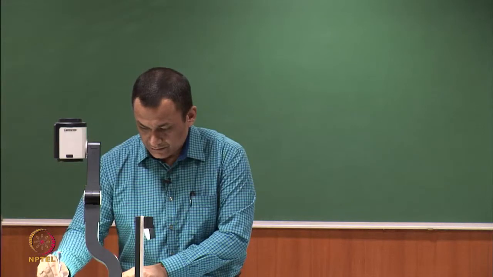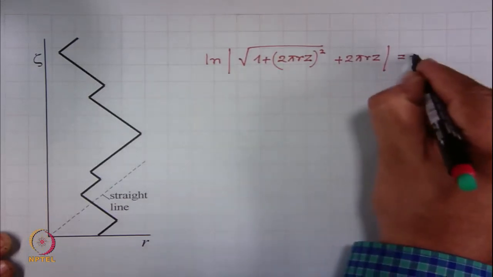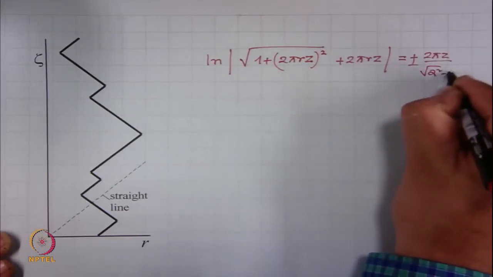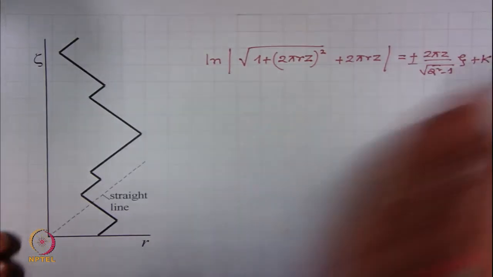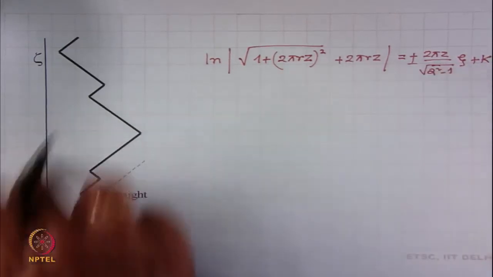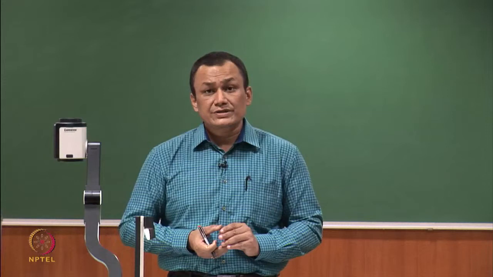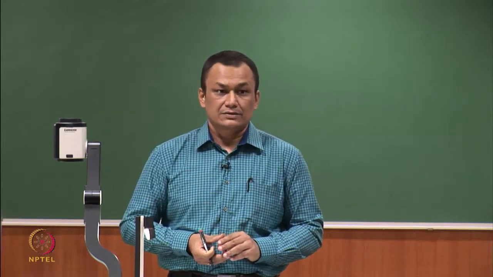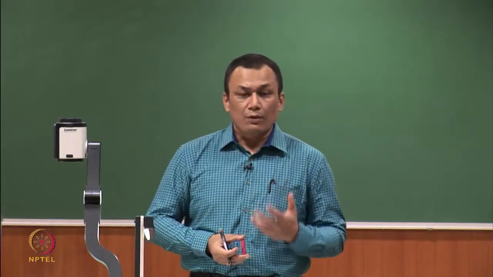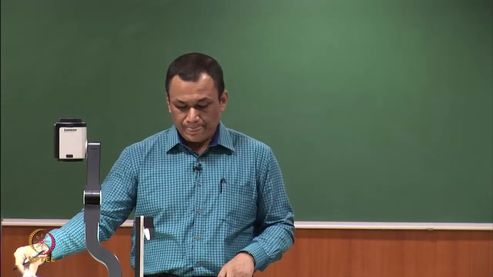1 plus 2 pi r z square plus 2 pi r z is equal to 2 pi z root over theta plus k. So, if you take different values of small r, you will get different values of zeta. If you plot, you will get such behavior. Now, we set this model as the model of equidistant migration of fibers in yarn. Why did we say so? Why is this model called equidistant migration of fibers in yarn? We would like to talk about it now.